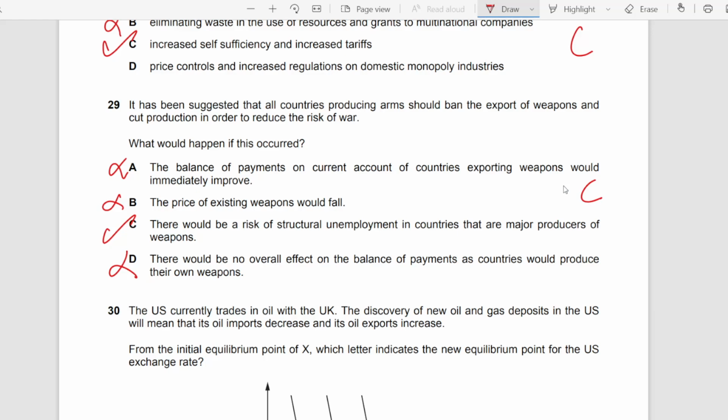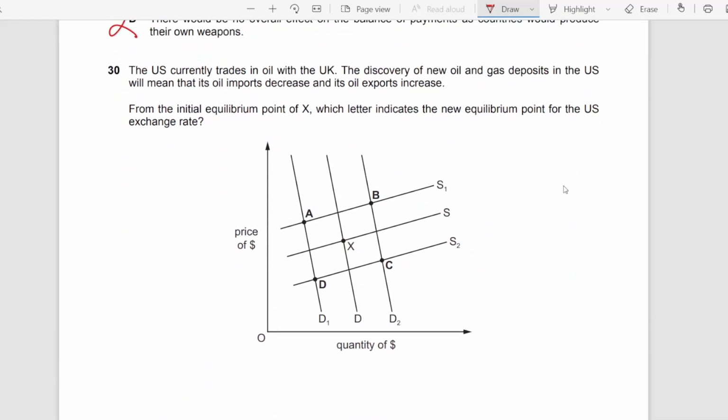Alright, let's move on to the last question. The US currently trades in oil with the UK. The discovery of new oil and gas deposits in the US will mean that its oil imports decrease and its oil exports increase. So this is the case in the US. So the US is going to have a decrease in its oil imports and an increase in its oil exports. So from the initial equilibrium point of X, which letter indicates the new equilibrium point for the US exchange rate?